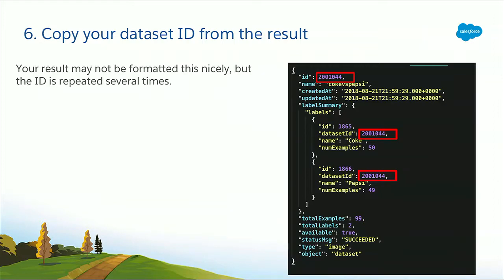This is the result you're going to get back. It may not be formatted this nicely, but this is the information that's going to come back in the command prompt. Now, what is this? I've highlighted the dataset ID, which is really what you want. This is the reference number for all of my uploaded photos that I just sent to Einstein. It's giving me a bunch of other summary information as well, but really that's the ID that I want to use for the next step.